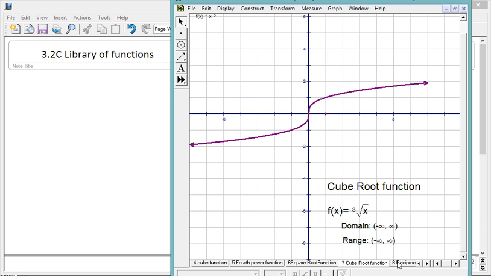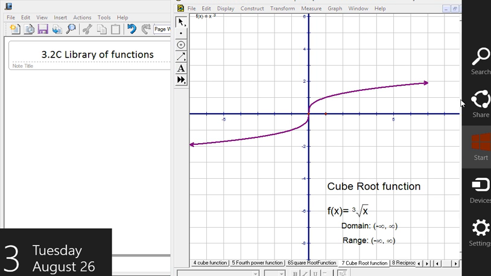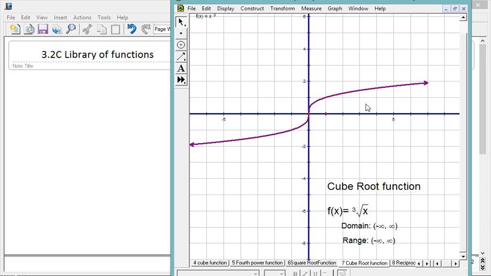The cubed root. So this is the cube root of x, and it looks very much like the cube function, only kind of laying on its side, and there's a good reason for that. We'll talk about that later too. So the domain is all real numbers. It can go all the way up, it can go all the way down to negative infinity. So the domain is negative infinity to infinity. The range is also negative infinity to infinity.